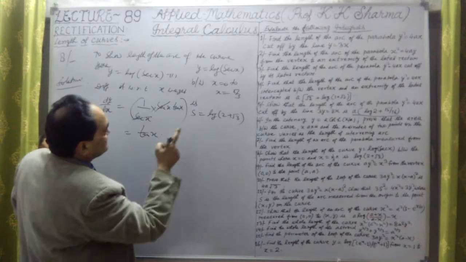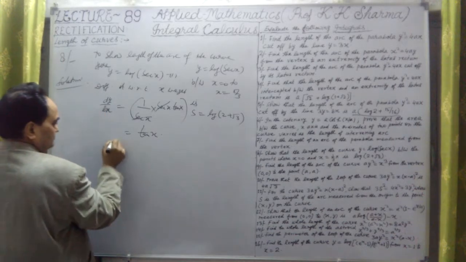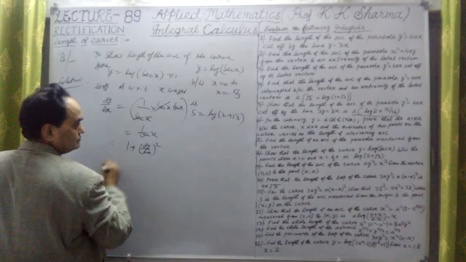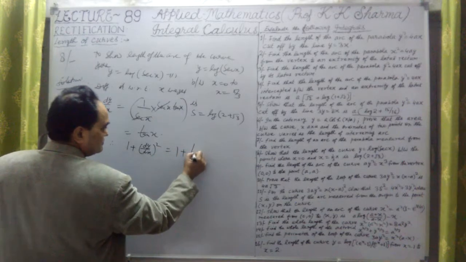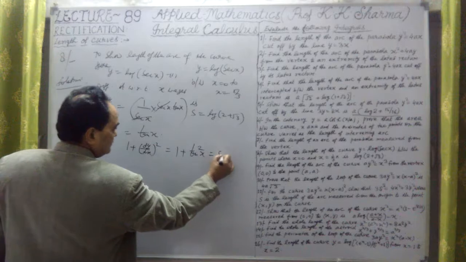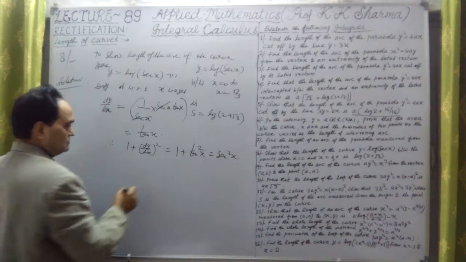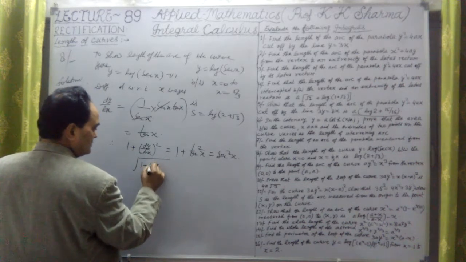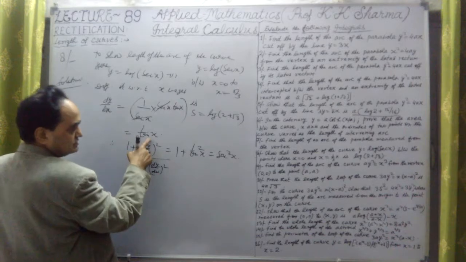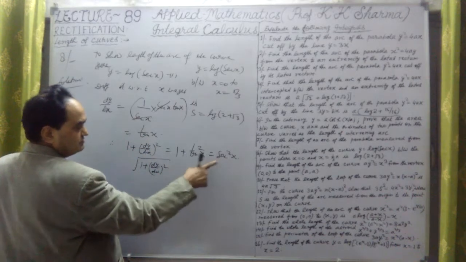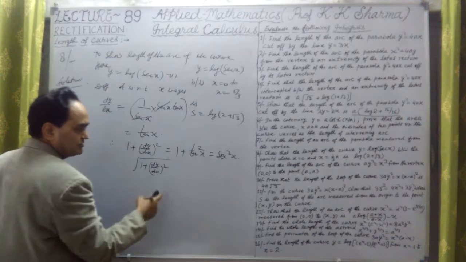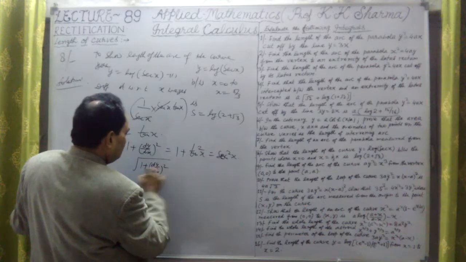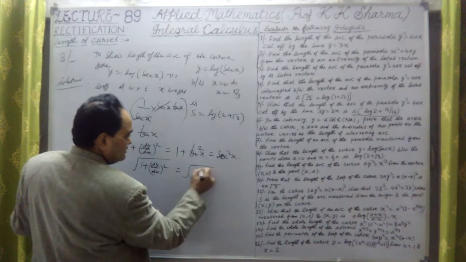Okay, so this is tan x here, dx, and limits are this to this. So let me write. Therefore, 1 plus (dy/dx) whole square is equal to 1 plus tan square x, equal to secant square x. This value is therefore square root of 1 plus (dy/dx) square, because dy/dx is tan x. So this is 1 plus tan square x. That means secant square x, which is the formula from trigonometry: secant square x is 1 plus tan square x. This is square root of this, therefore square root of secant square x.